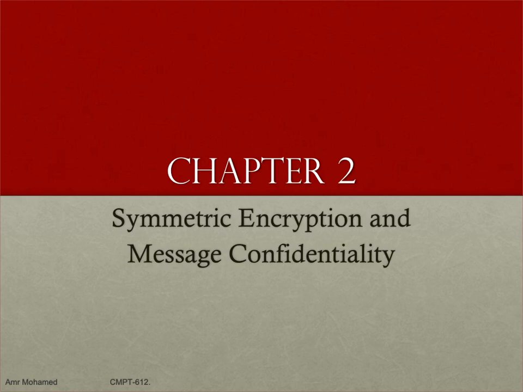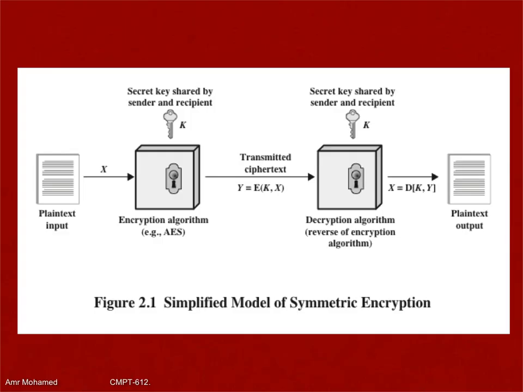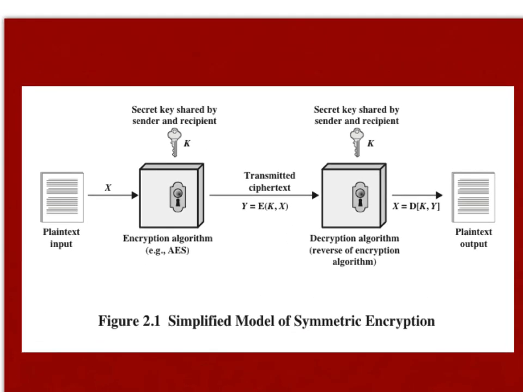So starting from chapter 2, we'll start part 1 of the book, which talks about the security mechanisms. So the first chapter here talks about symmetric encryption and message confidentiality. So this is the security model that we're talking about. For symmetric encryption, we have Alice. Alice has a plain text. Plain text means that it's exposed. It could be in the English language, it could be anything.